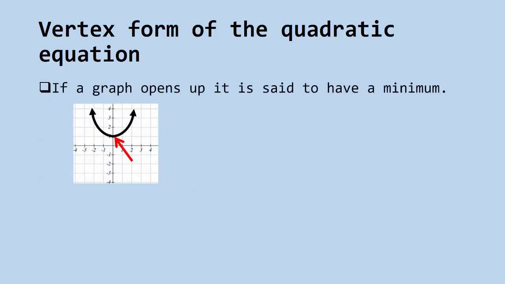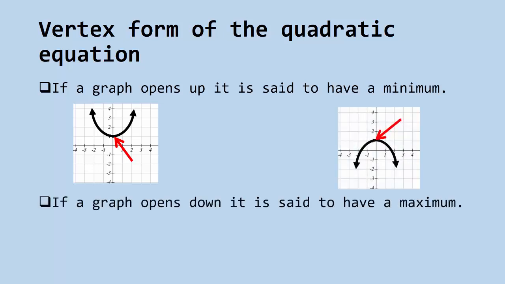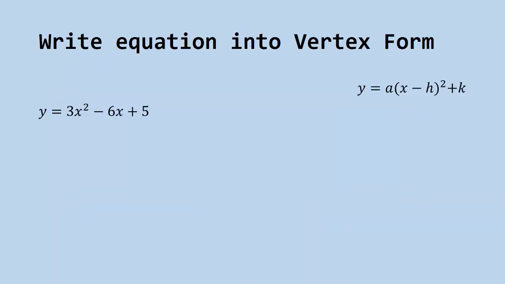If a graph opens up, it is said to have a minimum. If a graph opens down, it is said to have a maximum. So your vertex is basically your minimum point or your maximum point. We're going to first walk through how to write the equation from standard to vertex form. I've left the form up in the upper right corner so you can see where we're going to end up.